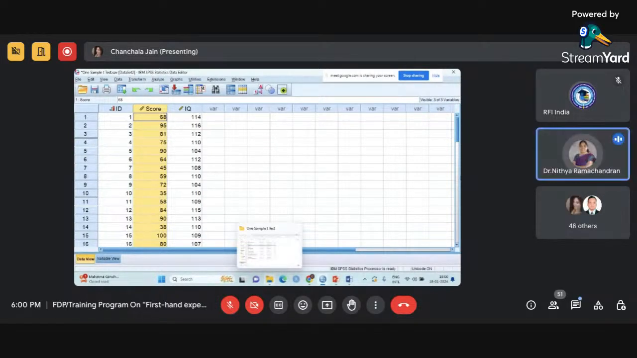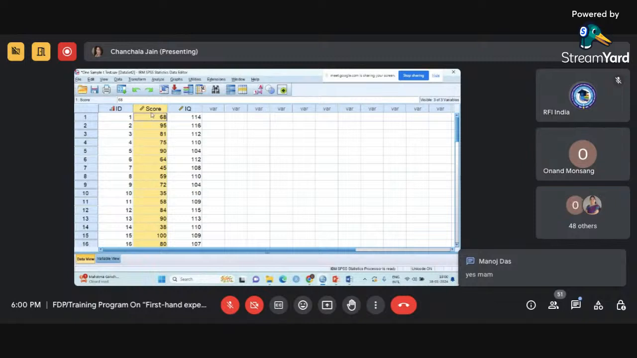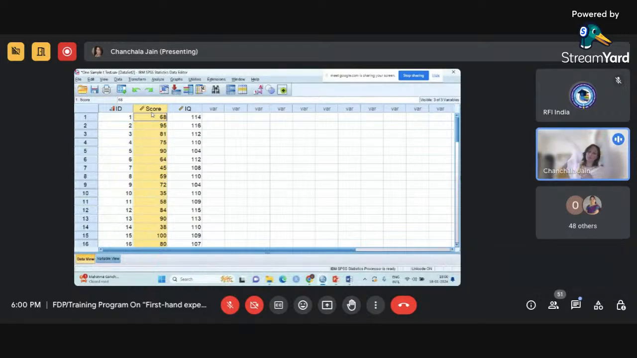Yes. So this is the first assumption. We have checked that the variable should be numeric. We can treat this variable as a dependent variable. The second assumption says that there should be independence in the observations. The observations should be independent of each other.